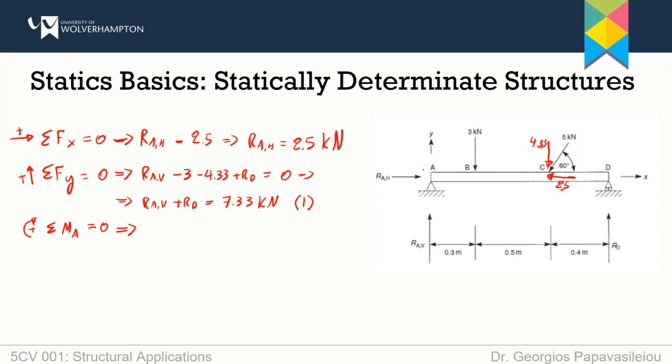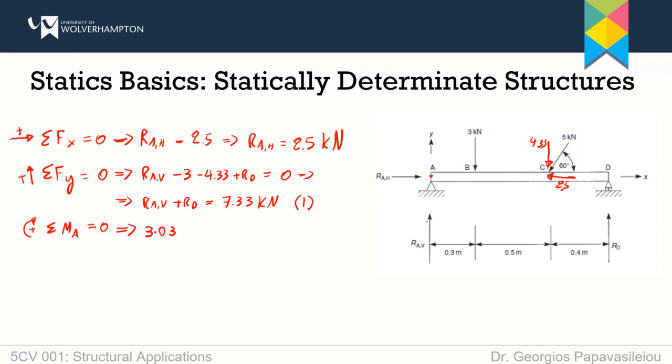So the moment of RAH is zero because it has no perpendicular distance from point A. The moment of RAV is also zero because it applies at point A. So once again, it has no perpendicular distance. Now this 3 kN force has some perpendicular distance. It is actually 0.3 meters. Also, it tends to rotate the beam clockwise about point A. So it's a positive one. So this is 3 times 0.3.